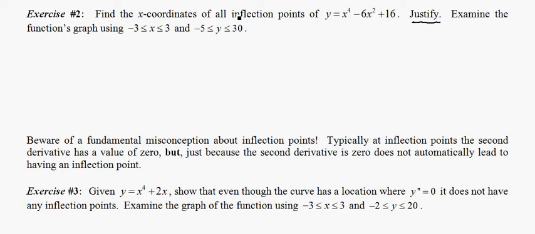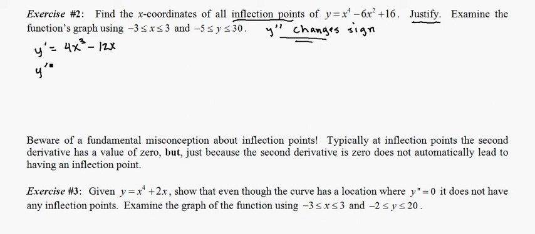Inflection points by definition are where y double prime changes sign. That is the only way we can justify the existence of an inflection point. Y double prime changes sign. So quite clearly, if we want to figure out where y double prime changes sign, we need to have y double prime. So 4x cubed minus 12x to the first.